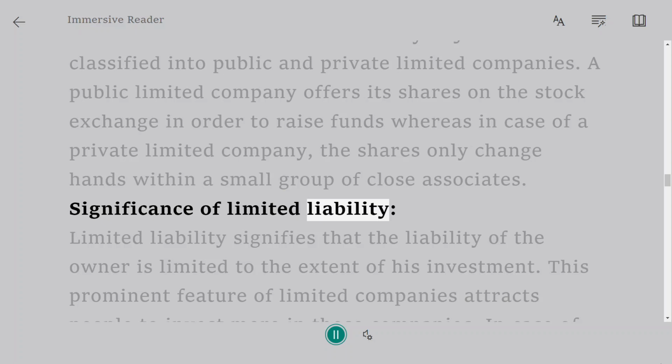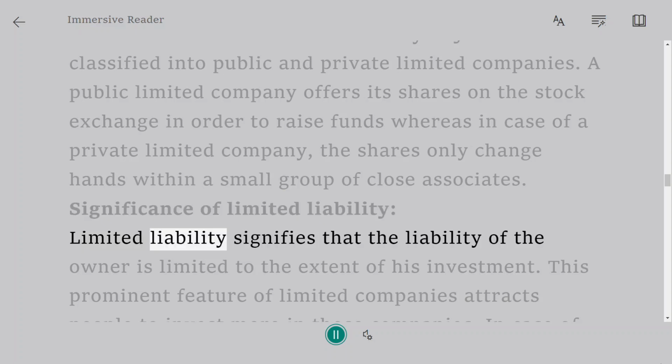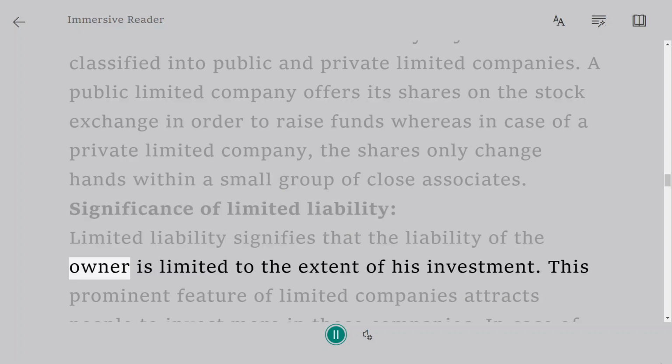Significance of limited liability. Limited liability signifies that the liability of the owner is limited to the extent of his investment.